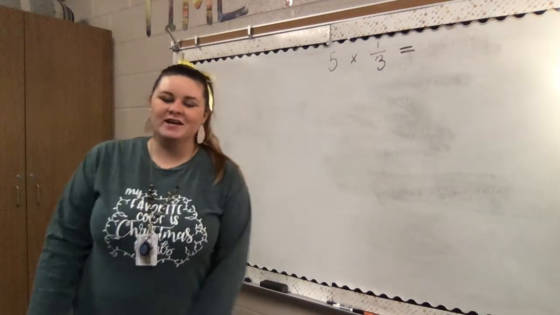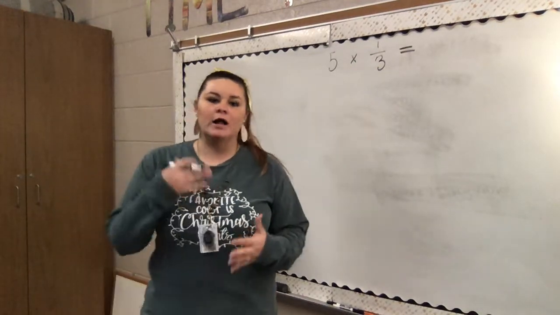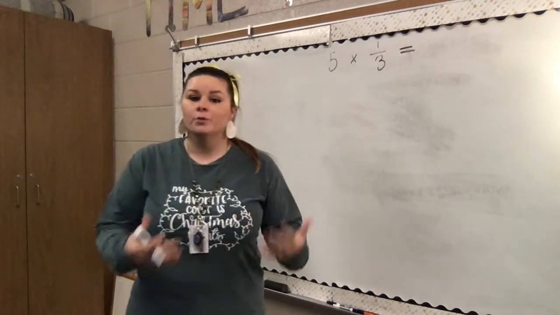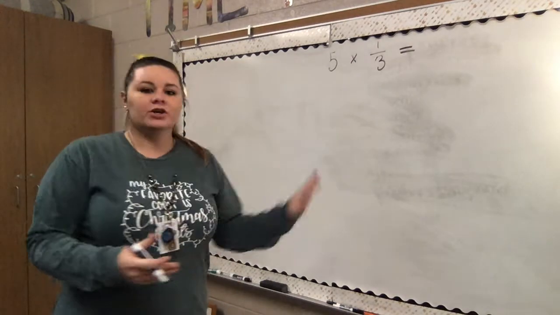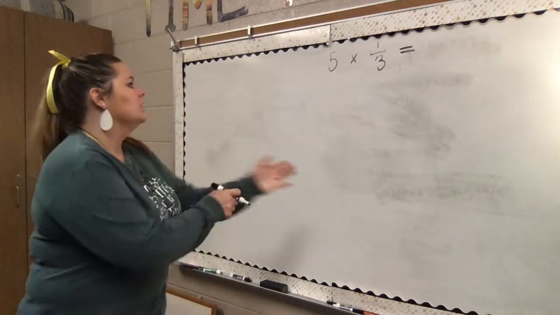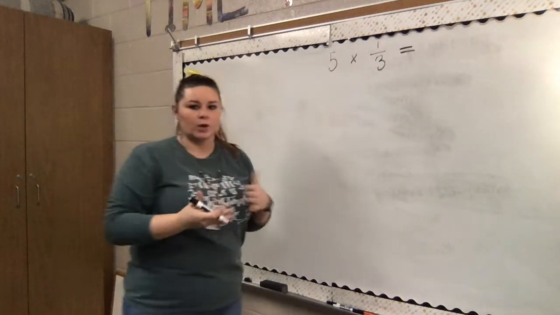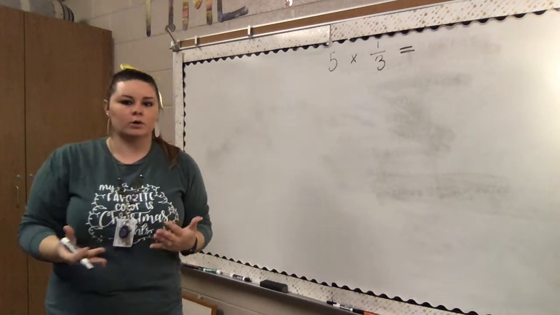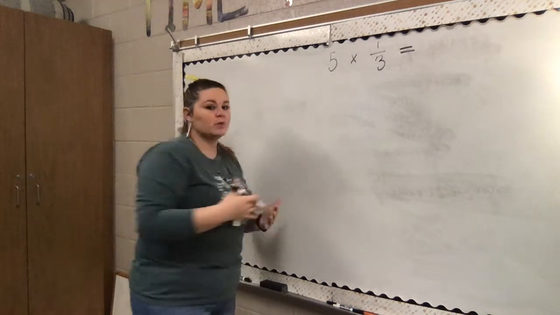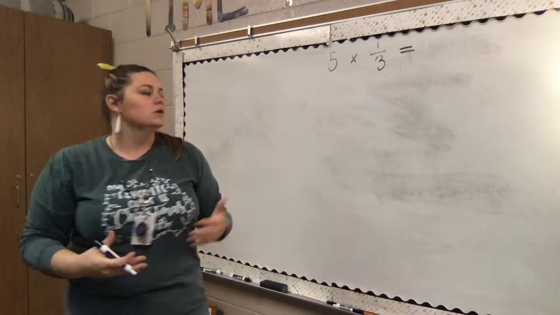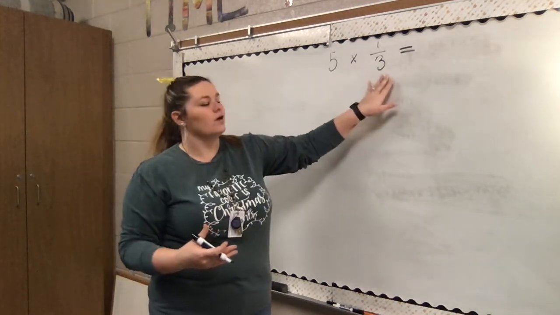Friends, in this video I'm going to show you how to multiply whole numbers times fractions with models. To start, we're going to do 5 times 1/3. I just want us to talk about how we can say this problem or how we can picture it before we even start working. We know that with multiplication we're talking about groups of. So we're having 5 groups of 1/3.